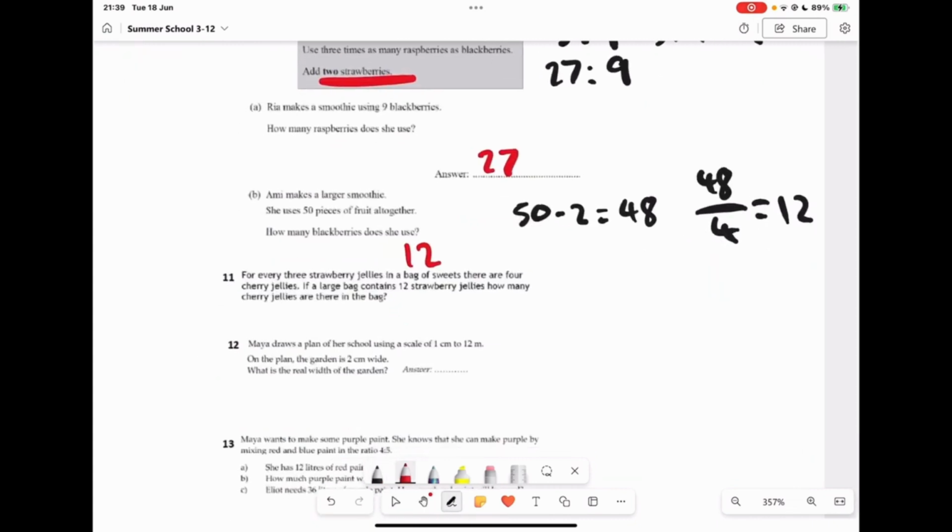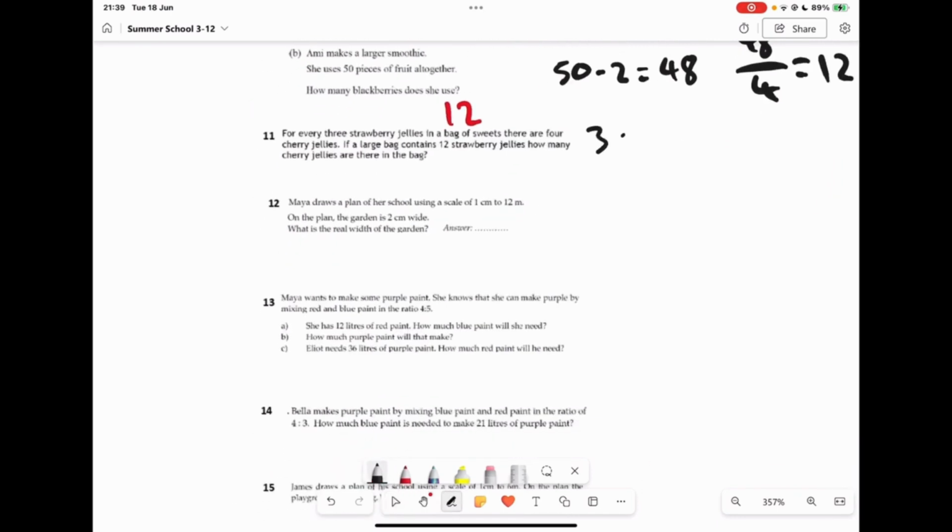Then for question 11. For every 3 strawberry jellies in a bag of sweets, there are 4 cherries. So we can write down that information. 3 strawberry, there are 4 cherry. If a large bag contains 12 strawberry jellies, how many cherry jellies are there? This is just multiplying by 4, so that will be 16.